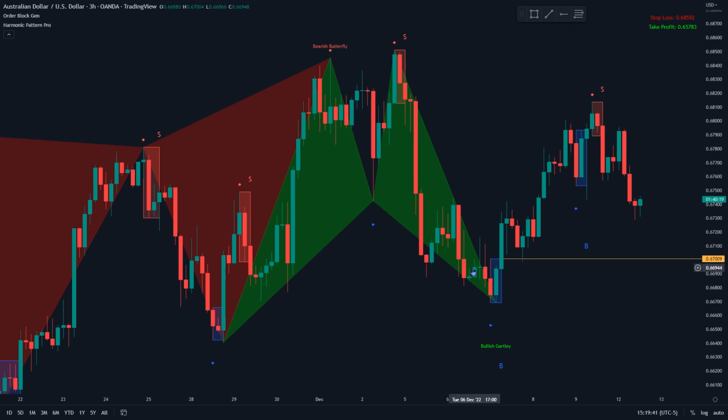I like to use the harmonic patterns to find the overall direction. It's going to tell me if I should look for sells or buys. And then the order blocks are going to actually refine the zones or the entry points.